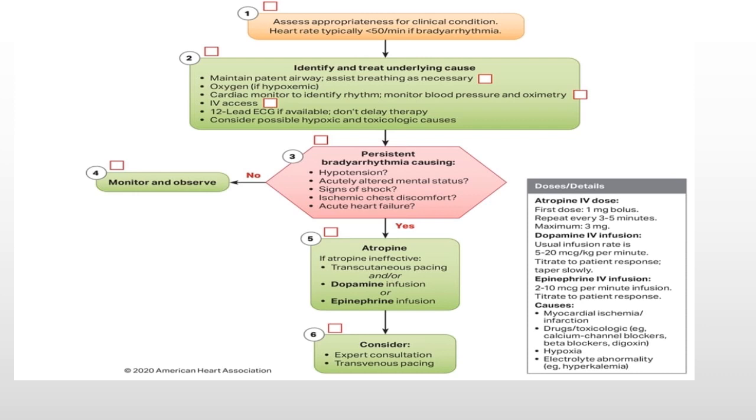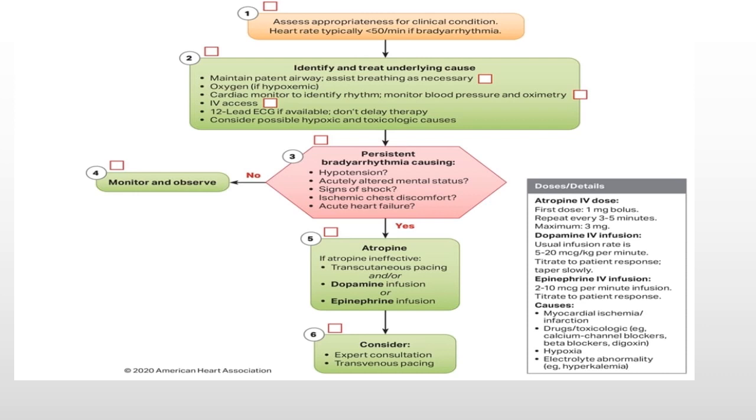And then what you have to do is check for symptoms. Is the patient hypotensive? What's the blood pressure? If systolic is more than 90, then it's okay, you will monitor and observe. But if it's less than 90, then you need to intervene. Look for acutely altered mental status, signs of shock, ischemic chest discomfort, acute heart failure signs. If these are present, then you will give atropine 1 milligram bolus, and you can repeat it every 3 to 5 minutes. Maximum 3 milligrams can be given.